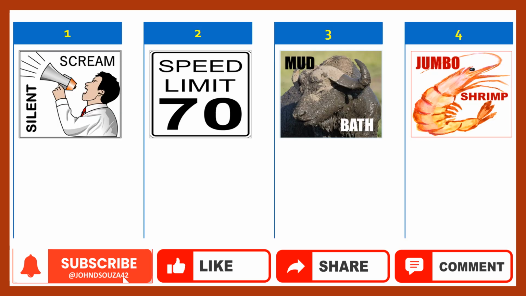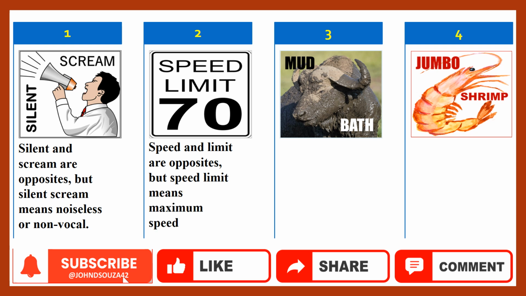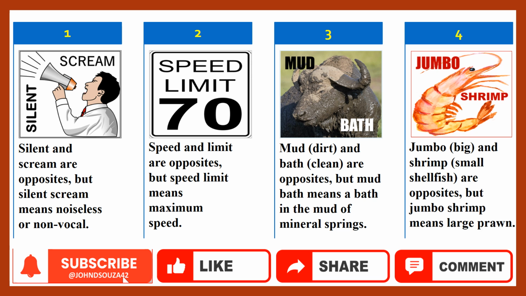Explain what is oxymoronic in these examples. First one, "silent" and "scream" are opposites, but "silent scream" means noiseless or non-vocal. "Speed" and "limit" are opposites, but "speed limit" means maximum speed. "Mud," which is dirt, and "bath," which is clean, are opposites, but "mud bath" means a bath in the mud of mineral springs. "Jumbo," big, and "shrimp," small shellfish, are opposites, but "jumbo shrimp" means large prawn.